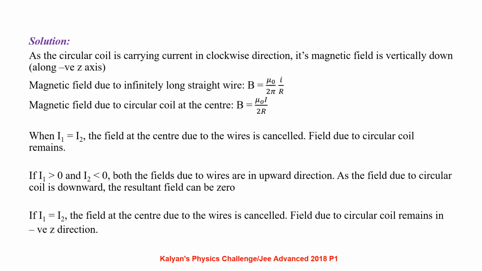to wires are in upward direction. As the field due to circular coil is downward, the resultant field can be 0. If I1 equal to I2, the field at the center due to the wires is cancelled. The field due to the circular coil remains in negative Z direction. So A, B and D are correct options.